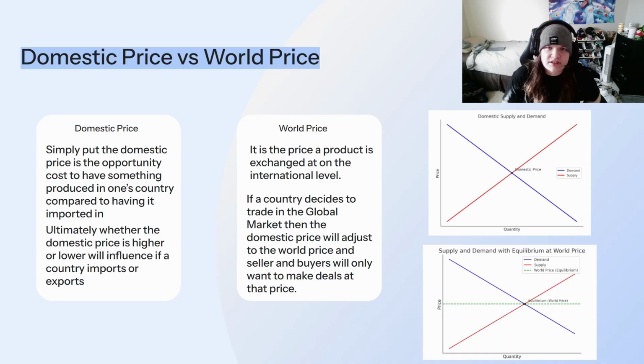And producers and consumers alike of any country that is partaking in this global trade will adhere to this price, and the domestic price kind of becomes irrelevant. But what is the domestic price? Simply put, the domestic price is just the opportunity cost of making and producing a product in a country instead of getting it imported in. Ultimately, whether this domestic price is higher or lower than the world price will influence a country to either import or export if they take part in global trade.